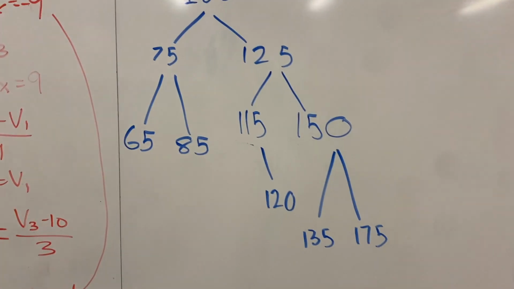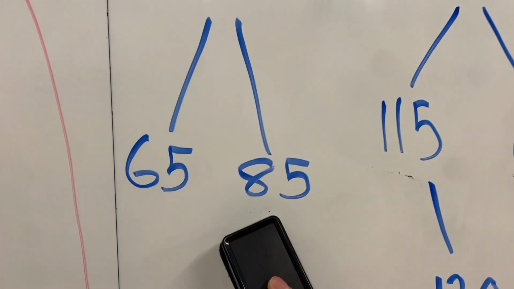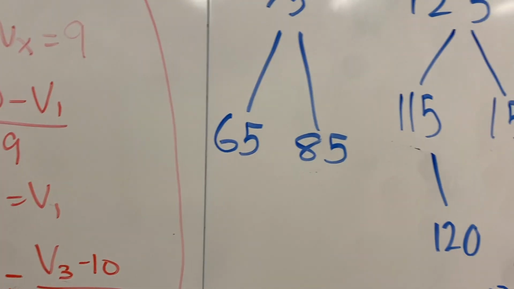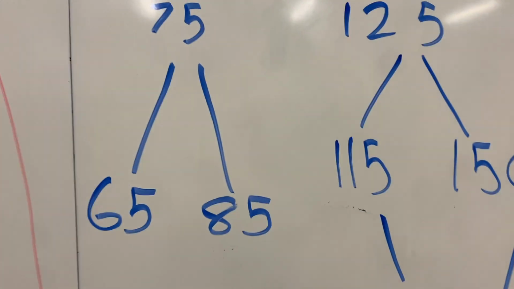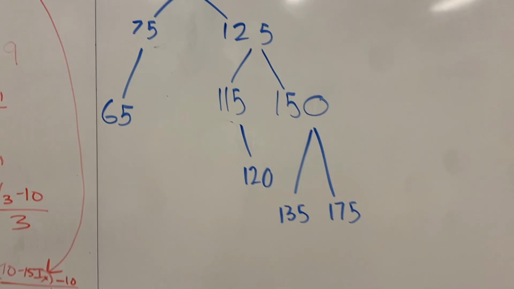For example, if we want to remove node 85 over here, this is called a leaf node because there's no child underneath it, there's no node underneath it. So what that means is that if we were to remove it, we can simply just remove it, just like that, and there wouldn't be a problem.